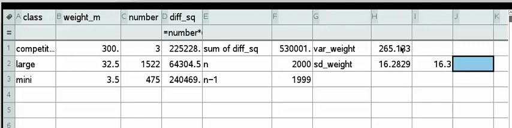That is how you find not only the variance of the weight, but the standard deviation of the weight, which I believe is what you were asked for.